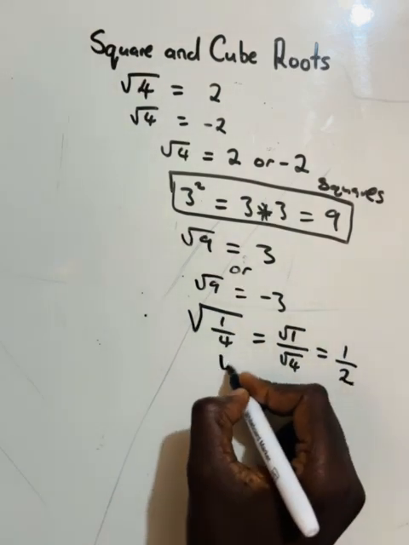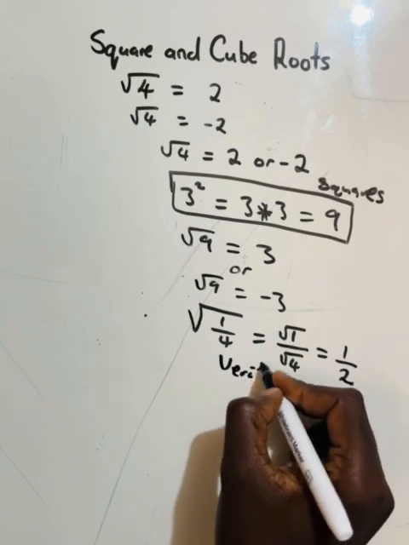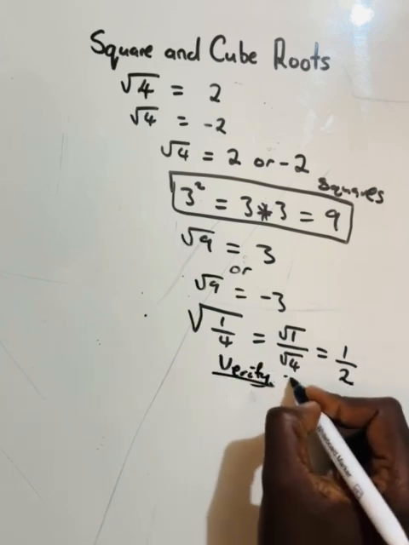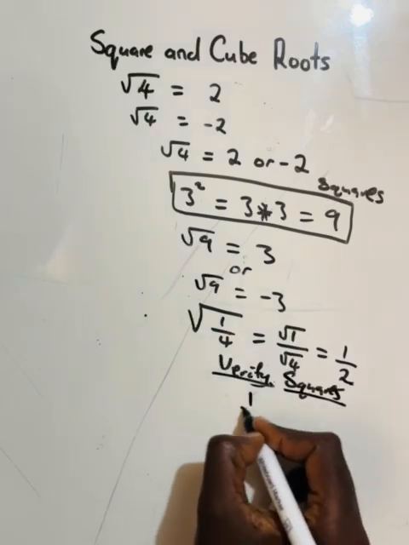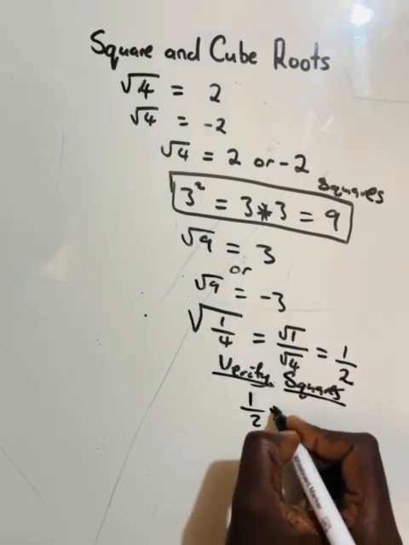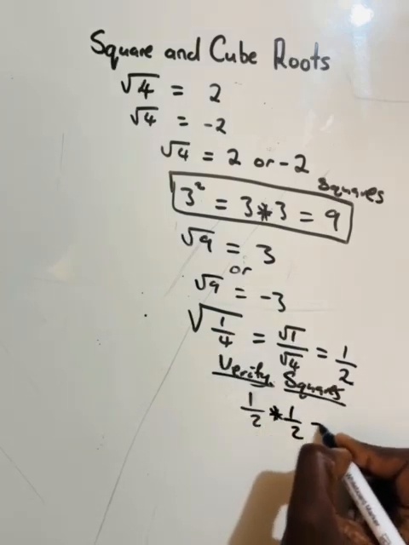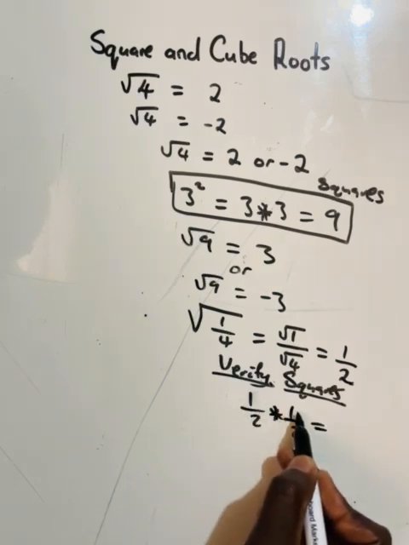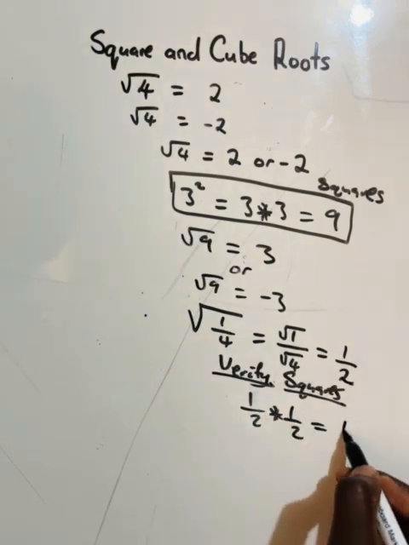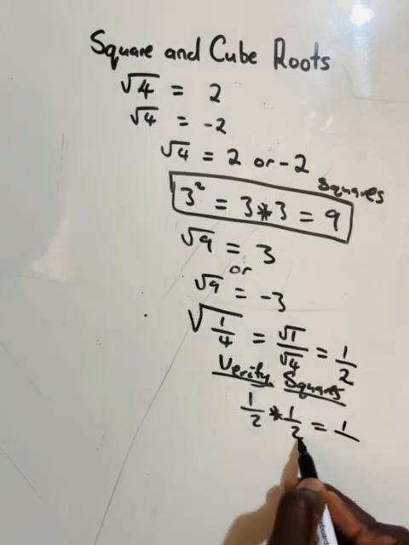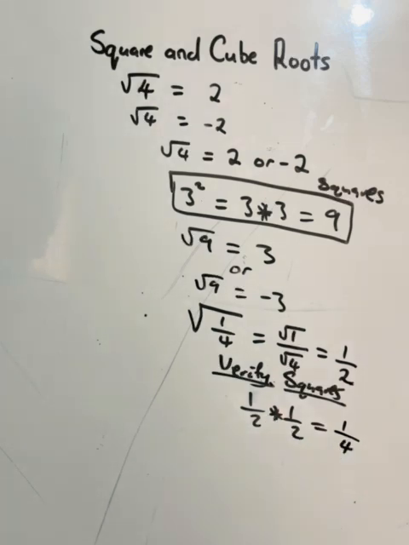And if we want to verify whether the answer that we got is correct, we use squares to verify. If we say 1 over 2 multiplied by 1 over 2, numerator multiplied by numerator, denominator multiplied by denominator, 1 multiplied by 1 is equal to 1, all over 2 multiplied by 2, which is equal to 4. Right? Which is what was here.